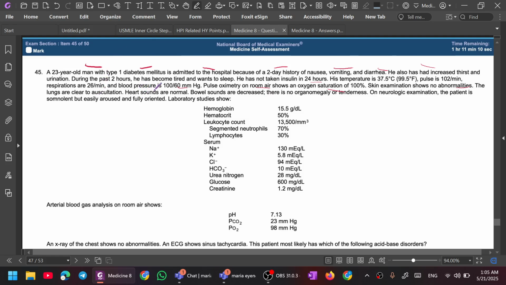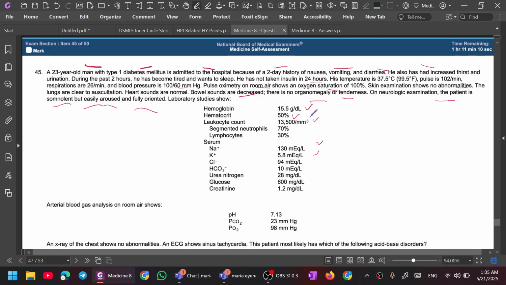Lungs are clear to auscultation. Heart sounds are normal. Bowel sounds are decreased. There is no organomegaly or tenderness. On neurologic examination, the patient is somnolent but easily aroused and fully oriented. Hemoglobin is 15.5, hematocrit 50%, leukocytes 13,500, segmented neutrophils 70%, lymphocytes 30%, sodium 130, potassium 5.